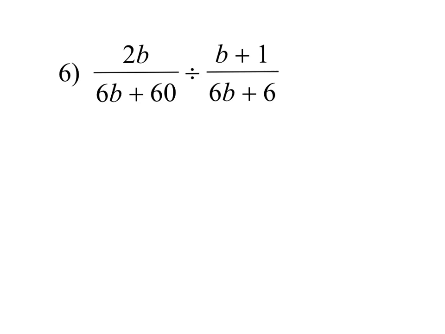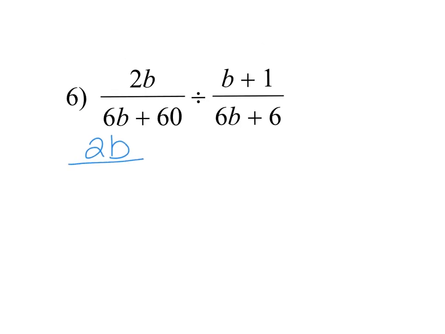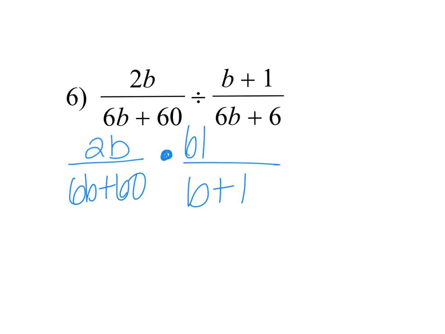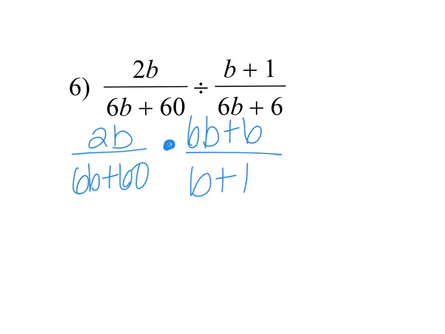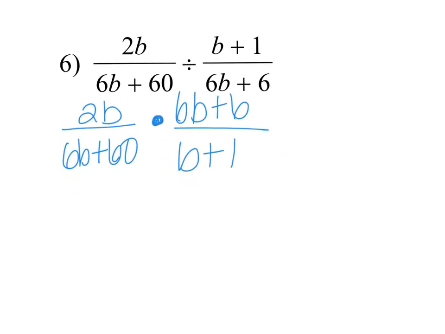This is another division problem. So I'm going to use my keep, change, flip, keep the first fraction. Change the division sign to multiplication and flip the second fraction around. I'm now going to factor as much as I can. The 2b stays.